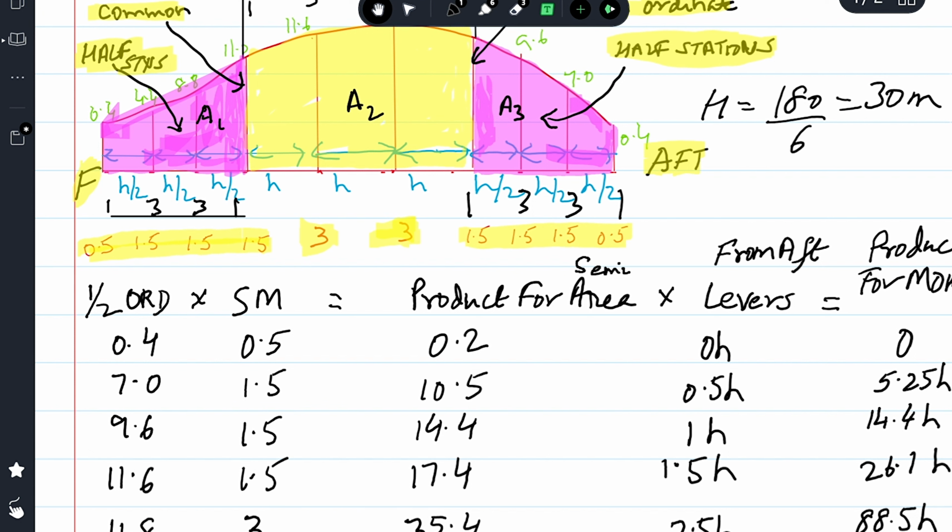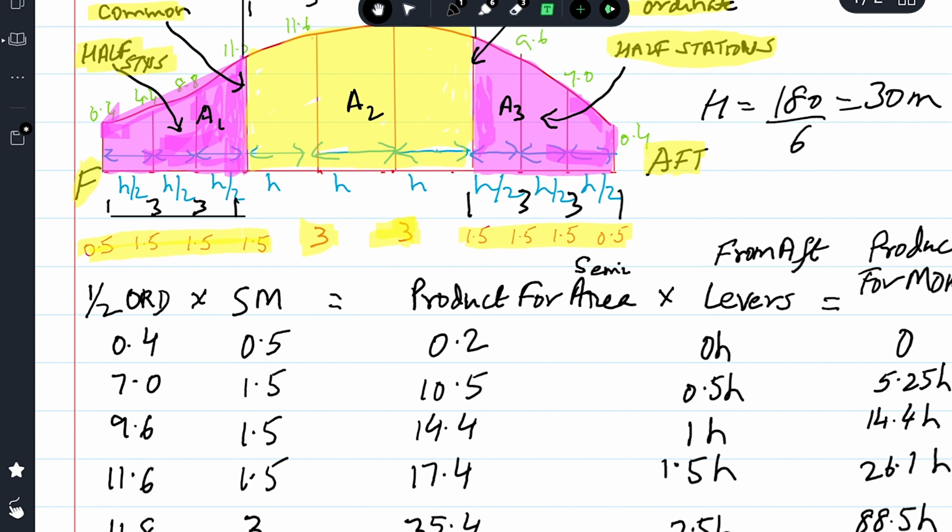You can write in any order, from forward to aft or aft to forward. It's up to you. It won't make any difference. I think when I was doing this solution, I started writing from aft to forward. Why? No reason, I just started writing from aft to forward. You can do it from forward to aft. It won't make any difference.